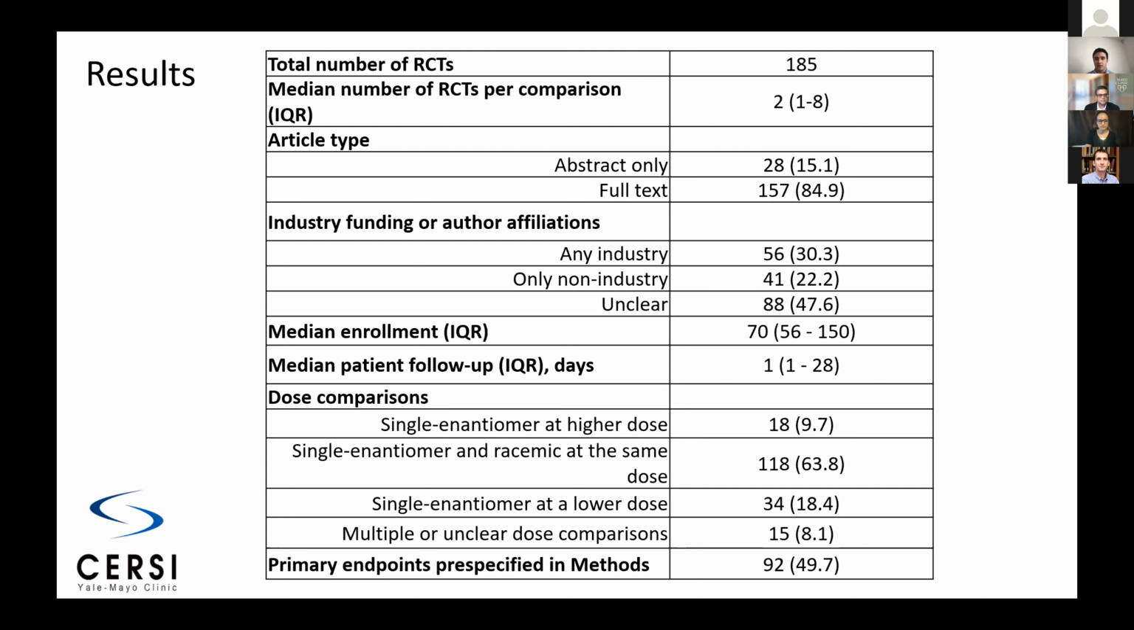Concerns have been raised in the literature that trials showing superiority of single enantiomer drugs have unequal dose comparisons because in theory, a single enantiomer drug contains twice the active ingredient as a racemic drug, given that it contains 100% of the active enantiomer. So having the two drugs at the same dose, for example, 10 milligrams, may not be a fair comparison of the actual efficacy of the drugs. Finally, half the trials we identified did not define primary endpoints in their methods.